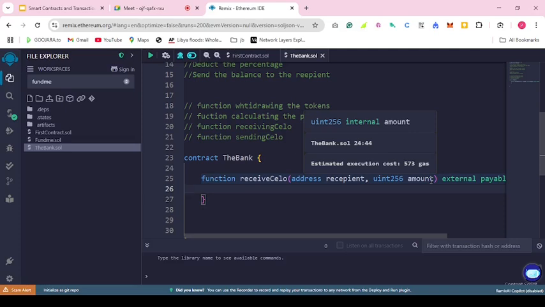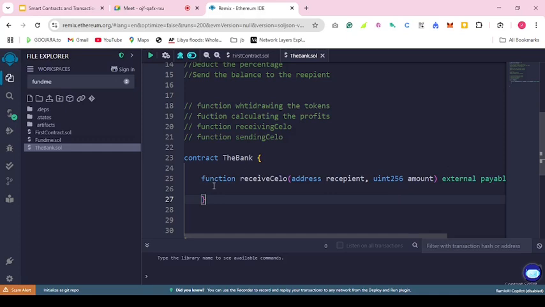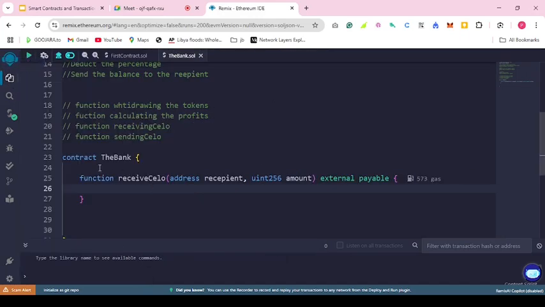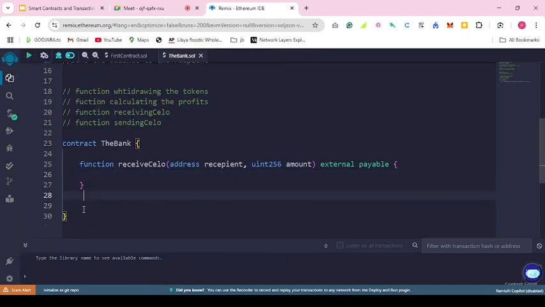Yeah, Victor, I could use a mapping. You're right. I could use a mapping, but I want to keep this as simple as possible for those that don't have experience at all. And then we can do all those things. What do you think? Can we continue? Okay. All right, so this function is for receiving.